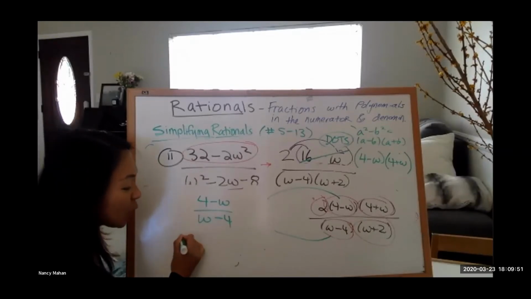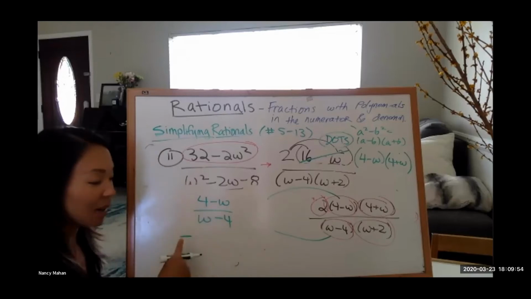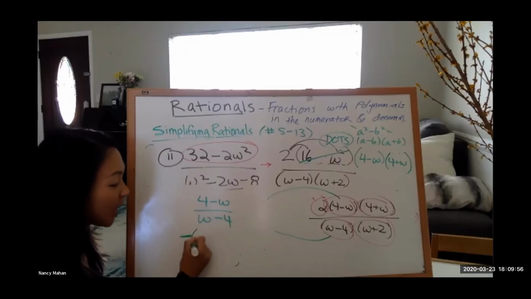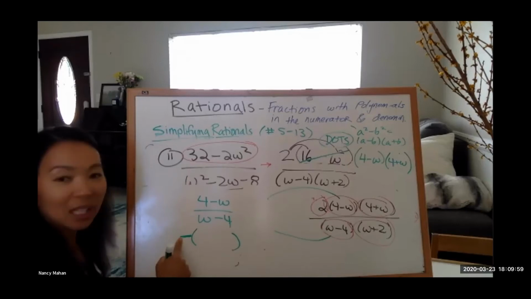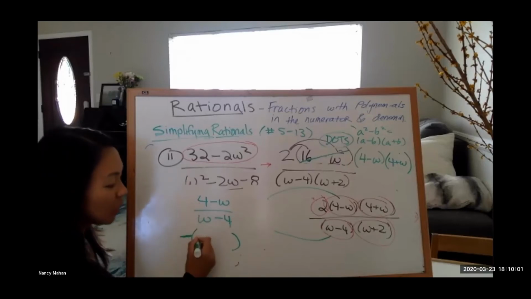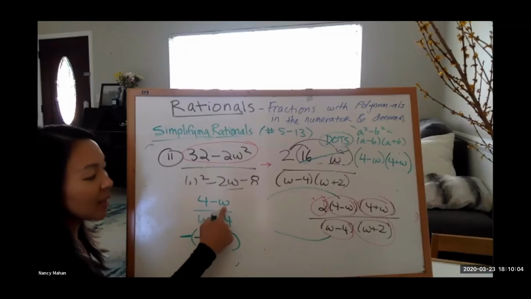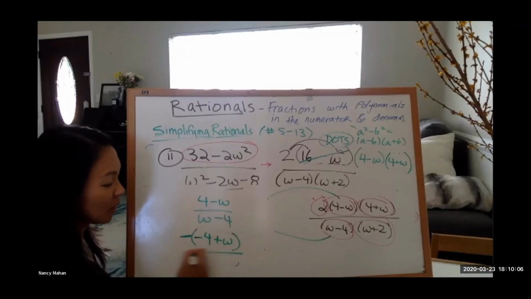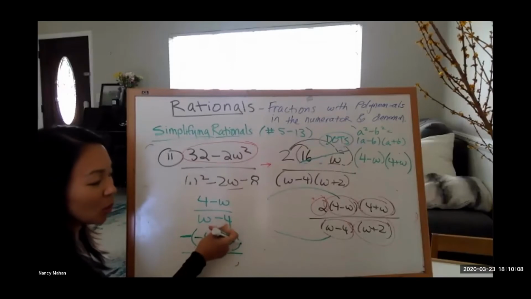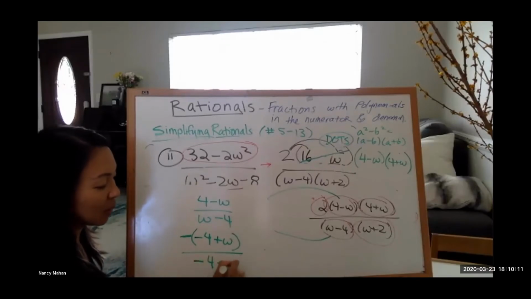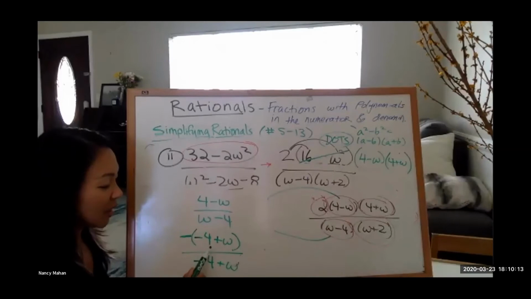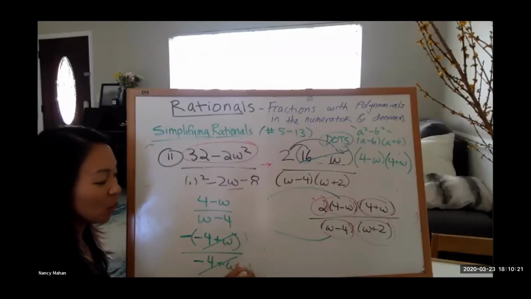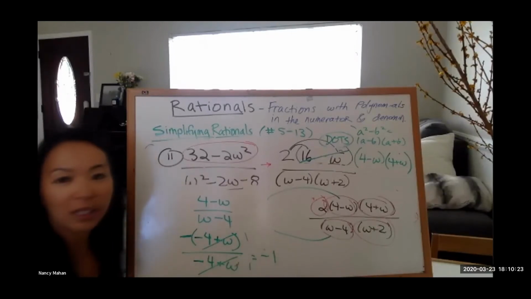So what you can do, if you factored out a negative from the top, this 4 will become a negative 4, and this negative W will become a positive W. And here, I'm going to just switch the order so you can see this is negative 4 plus W. What you're going to see here is that negative 4 plus W, negative 4 plus W, they're exactly the same. I put a 1 and 1. This actually equals negative 1. So I know that's a little bit confusing.